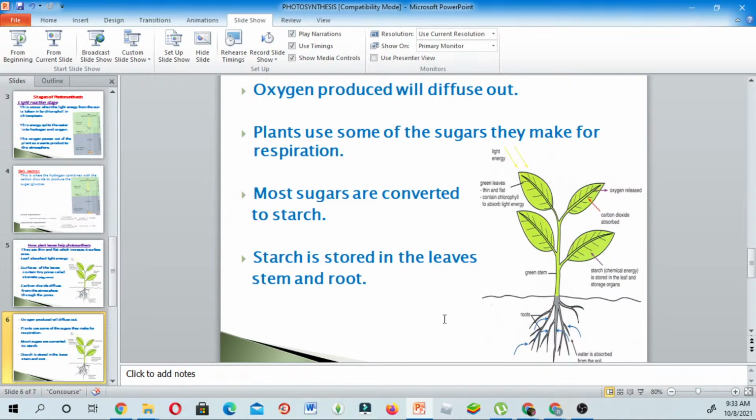The oxygen that is produced is the oxygen produced during the process where the sunlight splits the water, and the oxygen now needs to diffuse or go out to the atmosphere, because as I said, plants don't need oxygen to make photosynthesis. It is just that oxygen is released during that process. So they are saying that plants use some of the sugar they make for respiration, and that means that they use some of the sugar for their own energy, to provide energy so that the plants can actually stay alive.